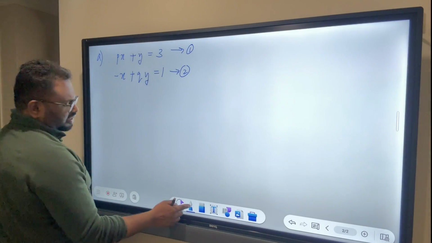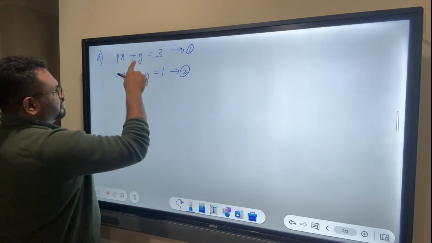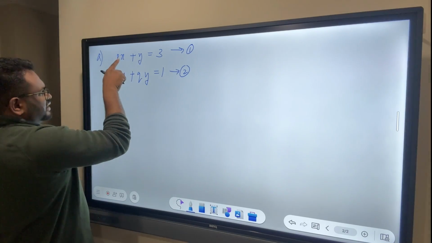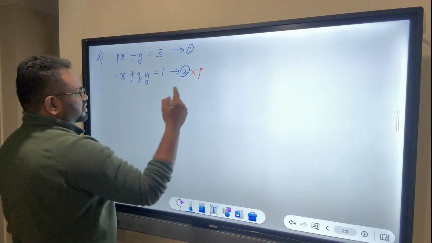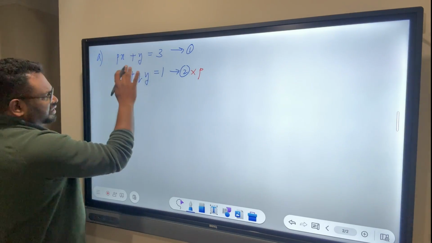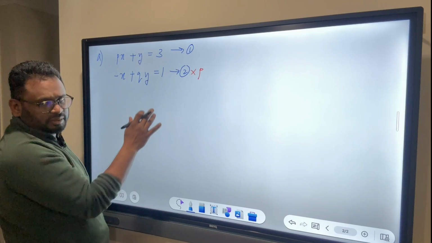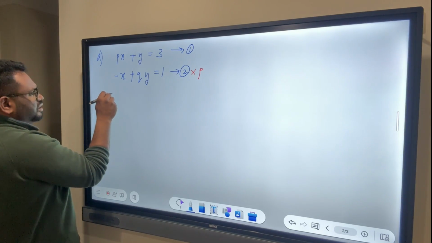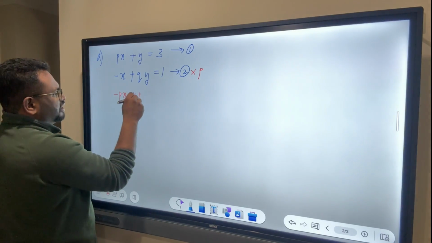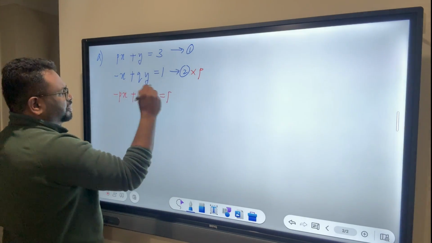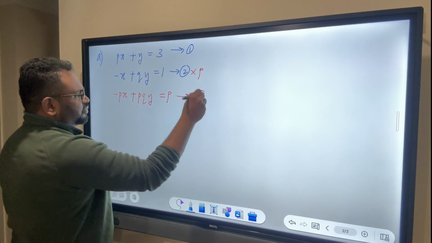Again the same thing. Now if you observe, you can see px here, minus x here. So I'm going to multiply this by p. So if I do that, I'm going to multiply the left hand side by p and the right hand side by p. So I get minus px plus pqy, and that's going to be p. So this is my third equation.